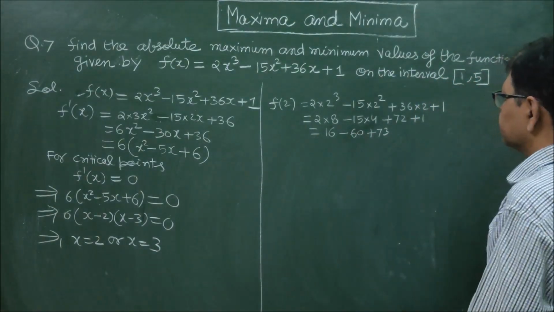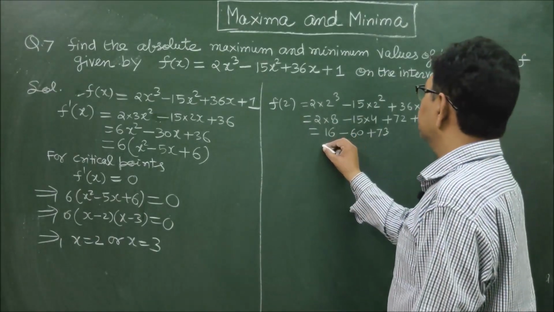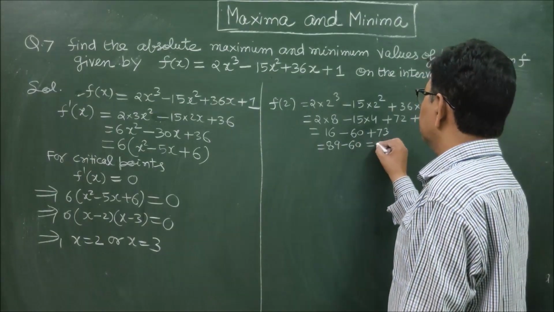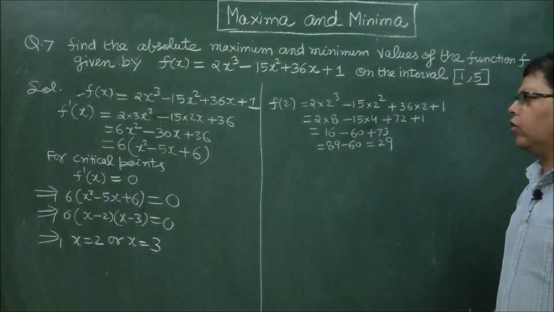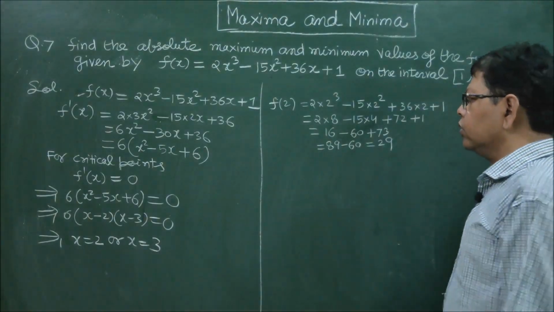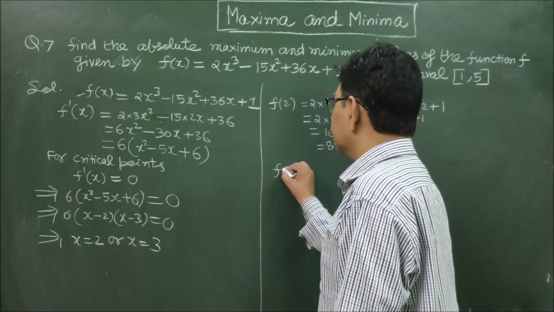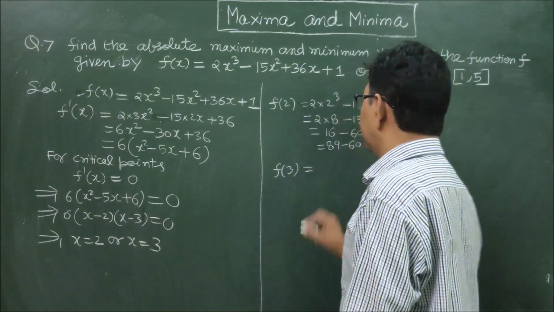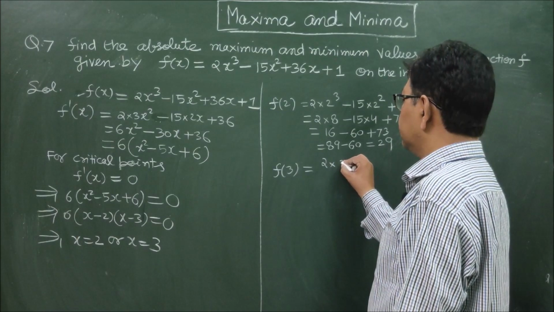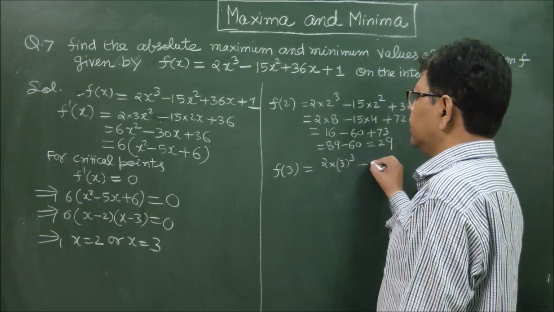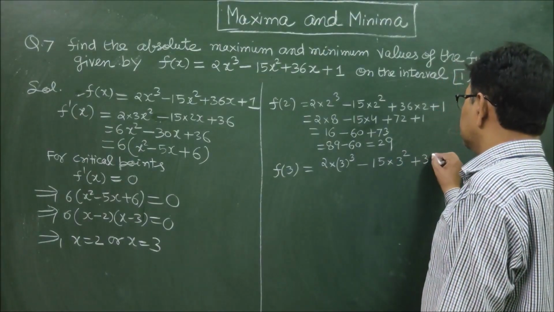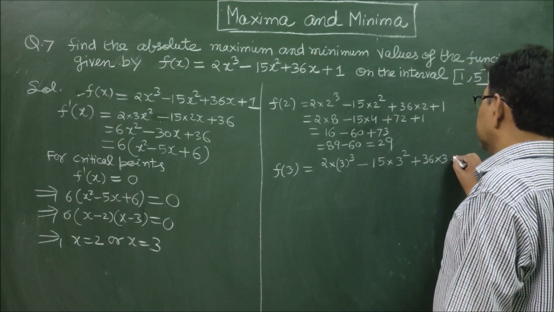73 and 16 is 89. 89 minus 60 is equal to 29. So the value of the function at this stationary point, f(2), is 29. Now let us find f(3). The value of f(3) is 2 into 3³ − 15 into 3² + 36 into 3 + 1.